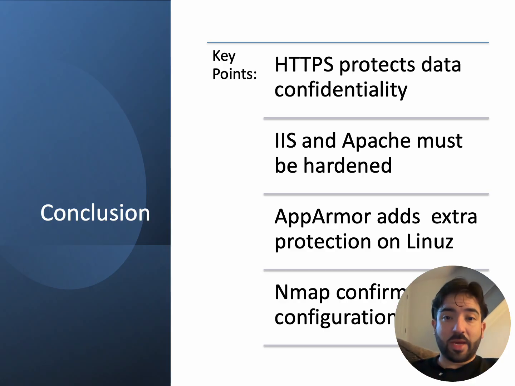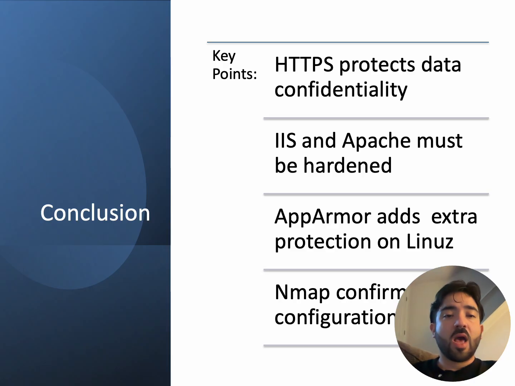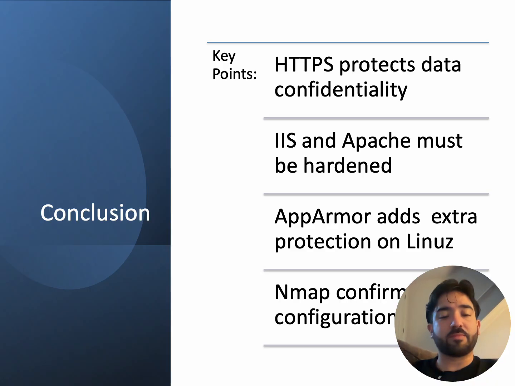Finally, to end this video, my first video on YouTube, as I've never done this before, this assignment shows how important proper configuration is. HTTPS protects traffic. Also, IIS and Apache need the right hardening steps. AppArmor adds another layer of security on Linux, and tools like Nmap help verify everything is working.